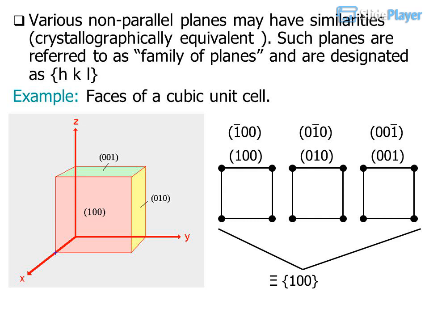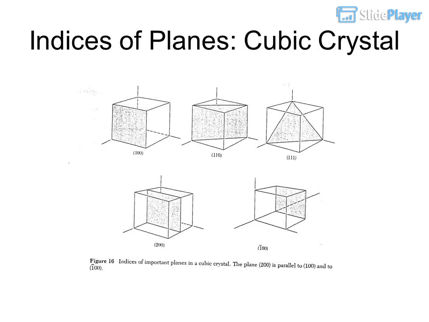Various non-parallel planes may have similarities; they are crystallographically equivalent. Such planes are referred to as a family of planes and are designated as {hkl}. Example, faces of a cubic unit cell: (100), (010), (001), (100), (010), (001). Indices of planes, cubic crystal.